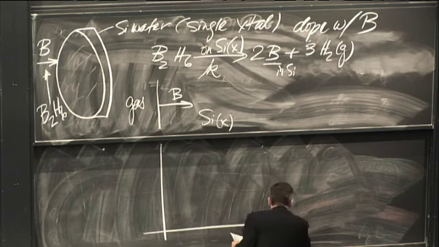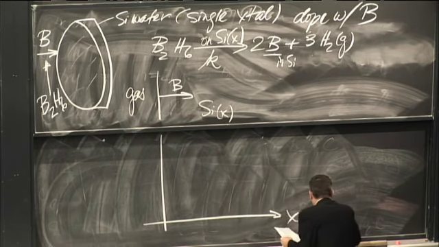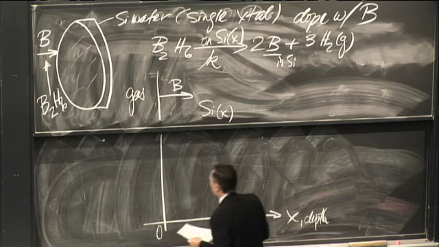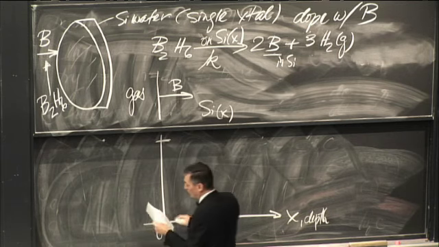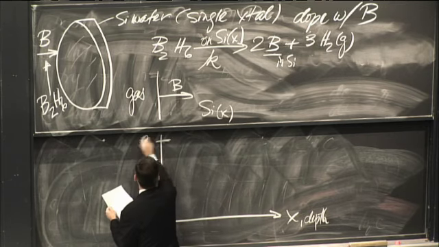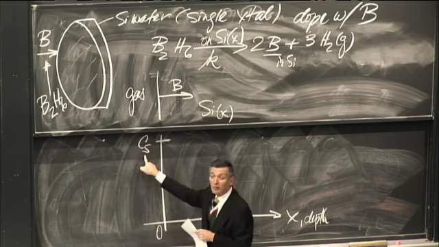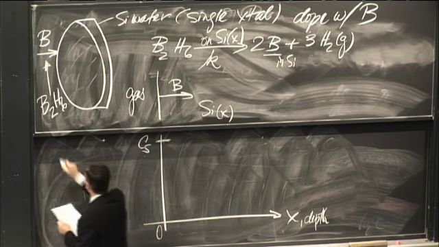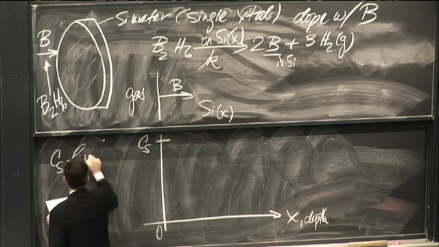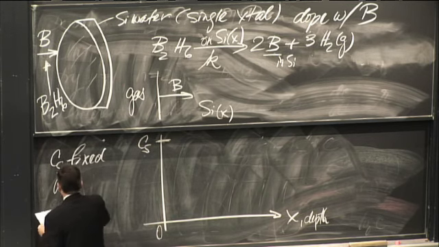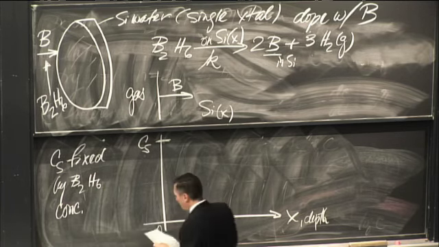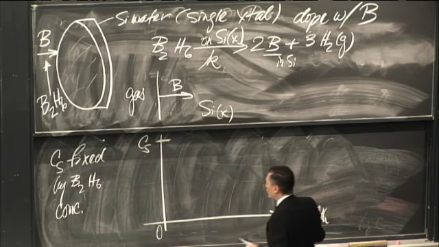All right, so this is X. This is depth from the surface of the silicon. So this is the free surface of the silicon. And I start off at some concentration surface value, C sub S, meaning concentration at the surface. And that's fixed, okay? So C_S is fixed by the B2H6 concentration in the gas phase. So that's fixed. Now, the question is, what does it look like?